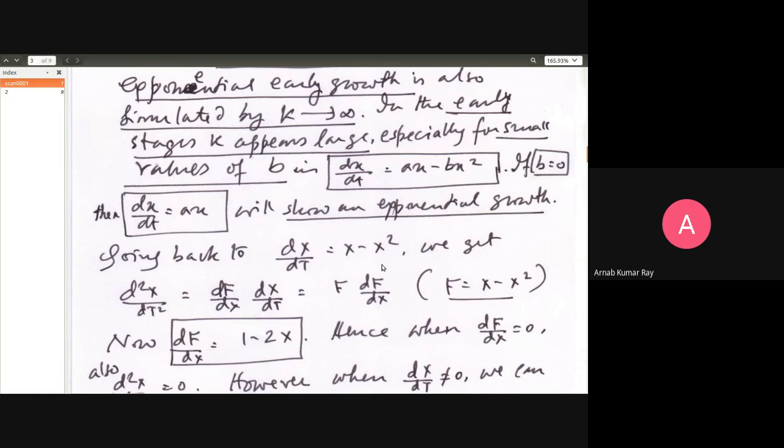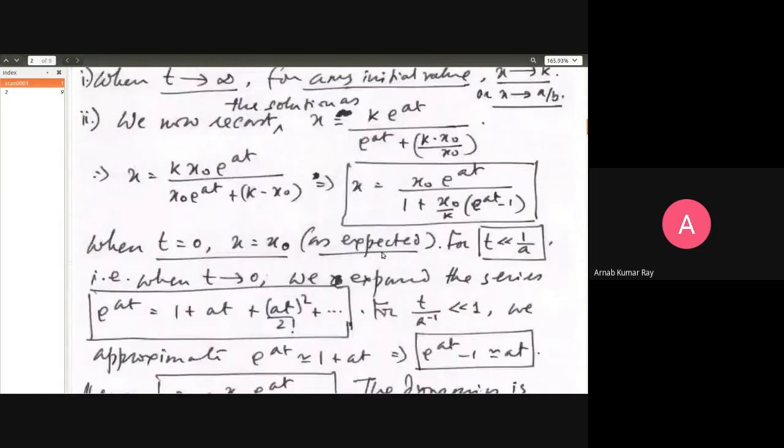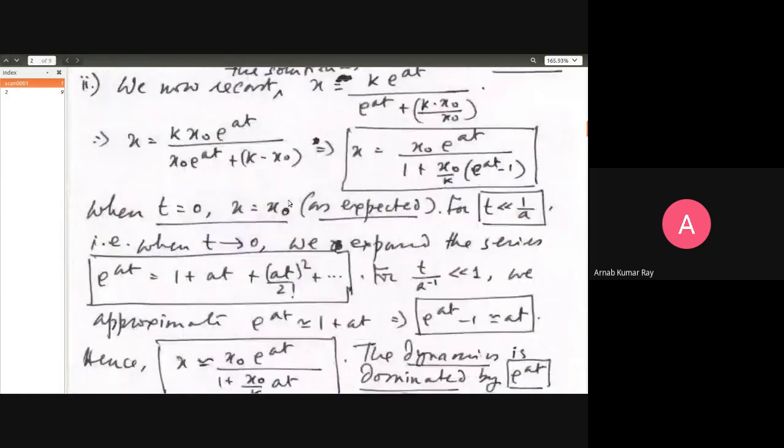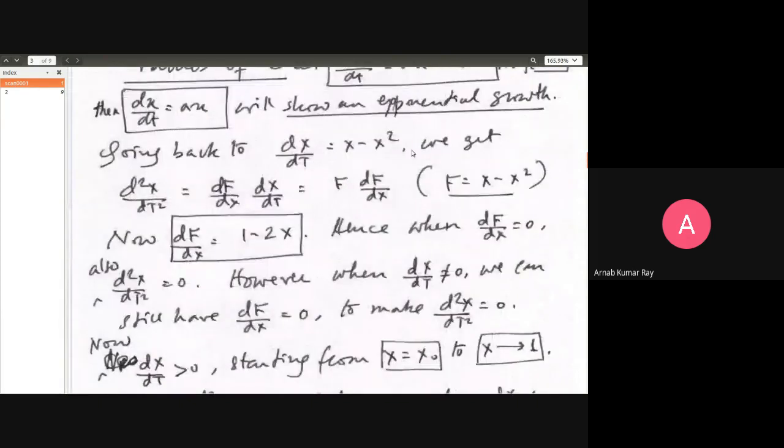Let's see now. We will do it in a slightly different manner. We have this equation dx dt is equal to x minus x squared. We rescaled our equation for the purpose of integration, so we will go back to that equation. dx dt is equal to x minus x squared. Take the second derivative of this: d2x dt squared is equal to df dx into dx dt, and dx dt is equal to f, where f is x minus x squared. So df dx is equal to 1 minus 2x.